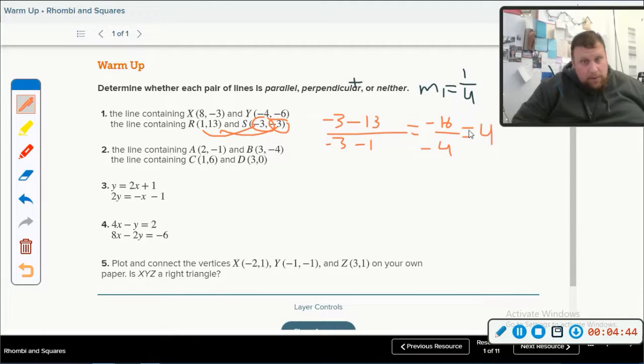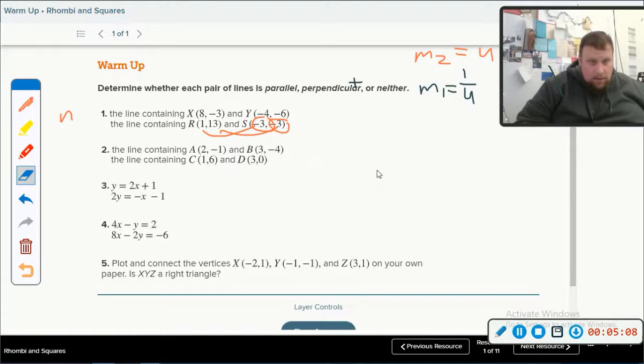Well, they are reciprocals, but guess what? They're not opposite reciprocals. So that means our M2 equals +4, right? Negative over negative is a positive. So because of that, they're reciprocals, but not negative reciprocals. This is a neither. So we got a neither right here, okay? All right, let me go ahead and erase this. Boom, let's do the next one.